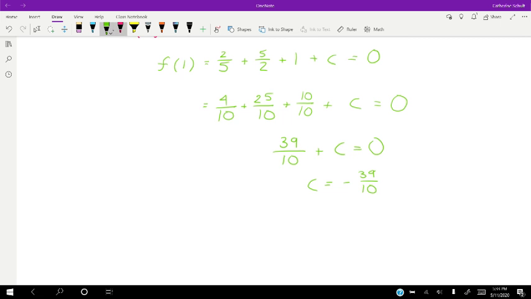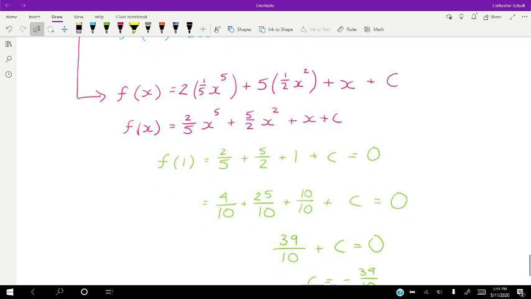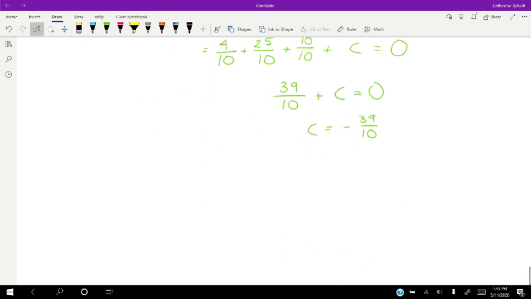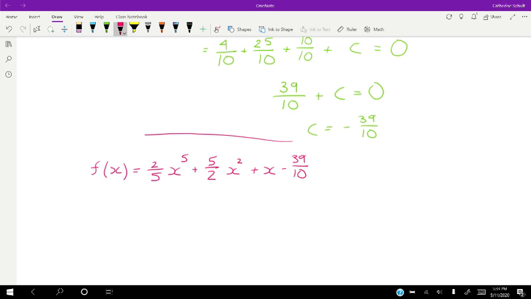All right, and then that is going to get us our f. This is what we were trying to find. They wanted us to find f. And so f of x is equal to 2/5 x to the 5th plus 5/2 x squared plus x minus 39 over 10. That was that c. So this is the final solution.